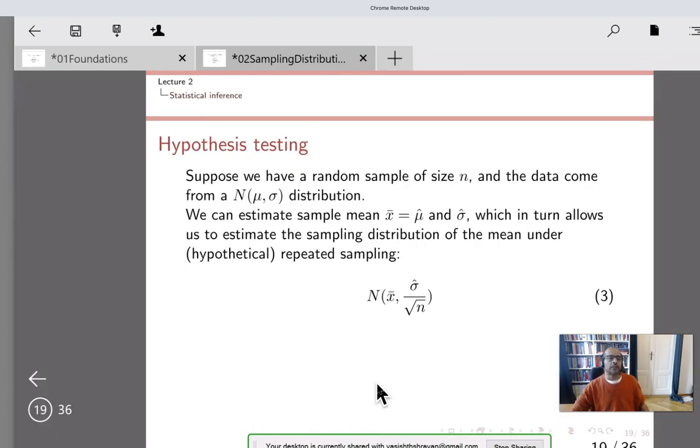Okay? Right. So basically, we have a situation now in an experiment where we have a random sample of size n, and the data are assumed to come from some distribution, let's say a normal distribution. Okay, so we can estimate the sample mean and standard deviation, and this allows us to describe the sampling distribution of the means under hypothetical repeated sampling. So this is what I've written down here, is what I've been talking about all this time, that with a single sample we can write down an estimate of the distribution of the sample means under repeated sampling.